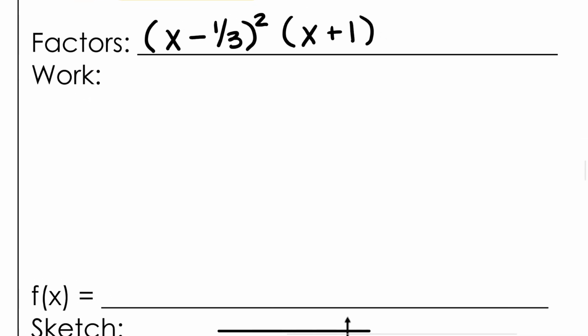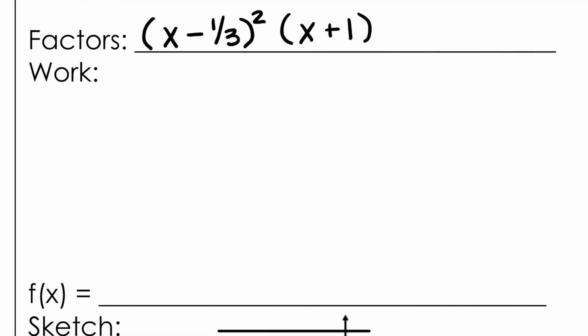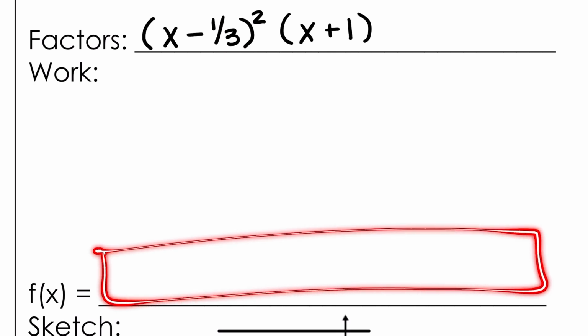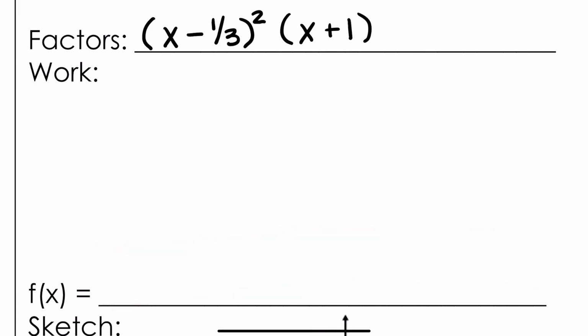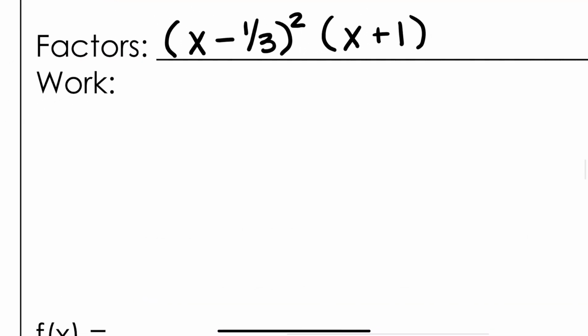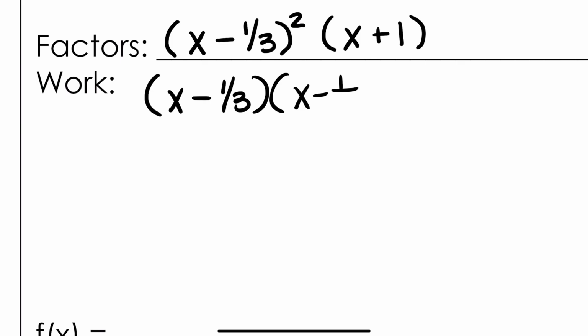Okay, let's go ahead and multiply this out. Again, remember that the whole point of multiplying this out right now is so that we can get the standard form equation of the polynomial. So first, x minus 1/3 to the second power, we have to rewrite that as x minus 1/3 times x minus 1/3. So we're multiplying it twice. That's what multiplicity 2 means. Times x plus 1.